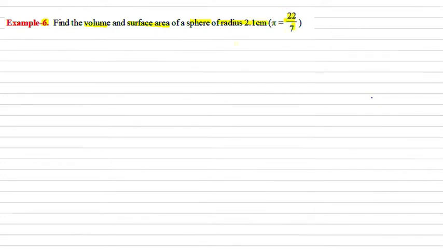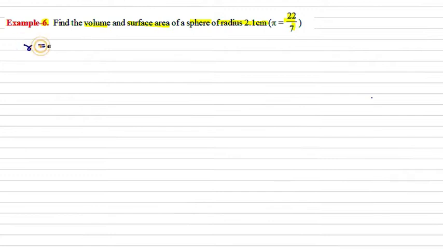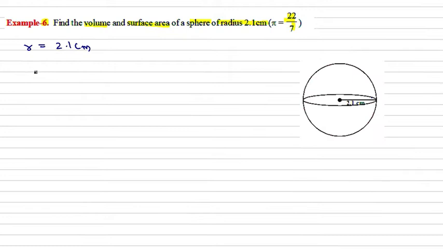Next example, sixth one, find the volume and surface area of a sphere of radius 2.1 centimeter. Here we can take pi is equal to 22 by 7. So here given radius is equal to 2.1 centimeter. So here we are going to find the surface area and volume of the sphere. So surface area of sphere, which is equal to 4 pi r square.